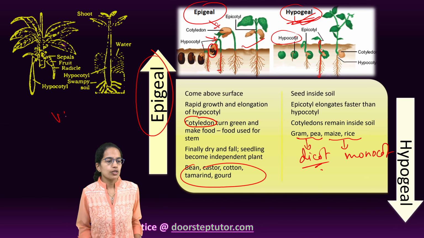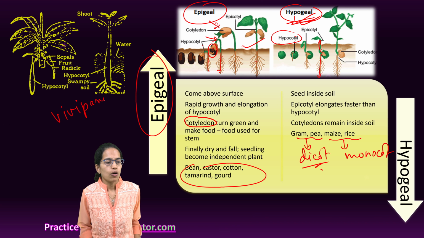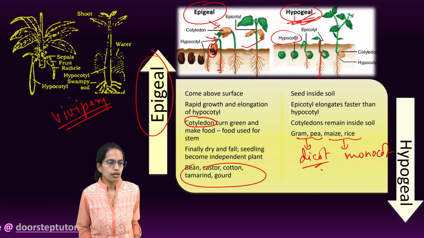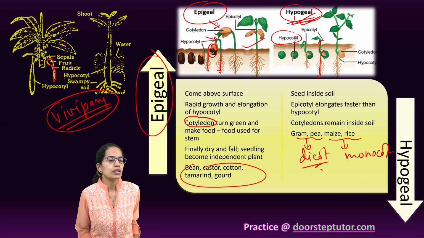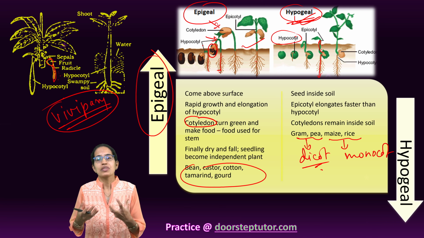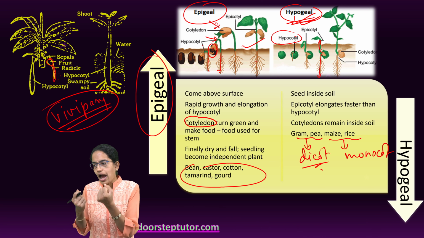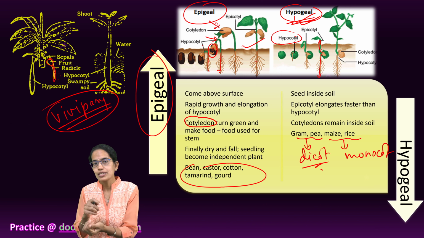Now coming on to vivipary or viviparous germination. Vivipary is a germination where the radicle elongates or extends from the fruit. Now, when the radicle extends from the fruit, what happens is over time it gets heavy and it is not able to bear the weight.